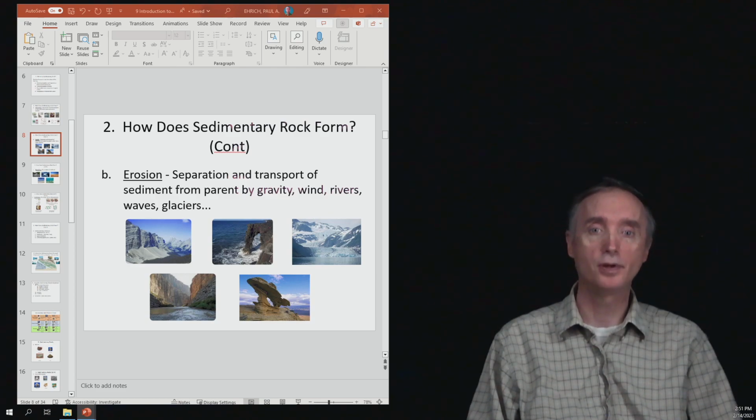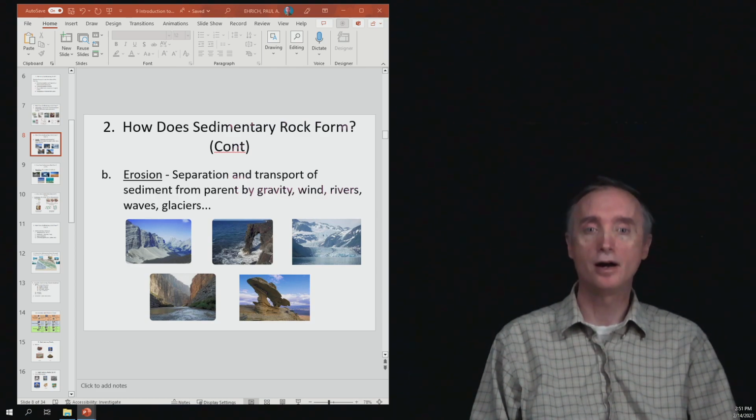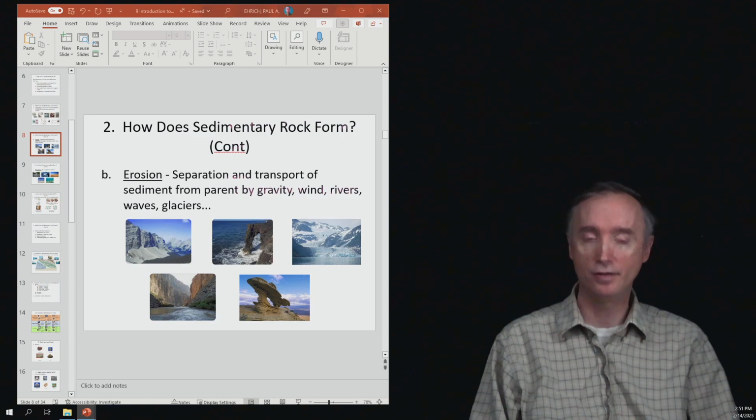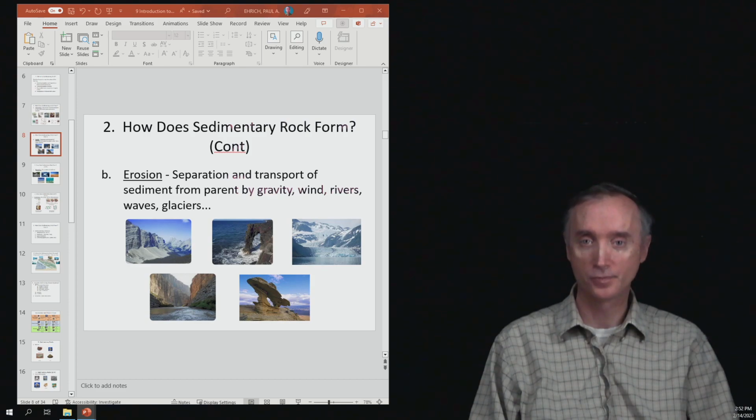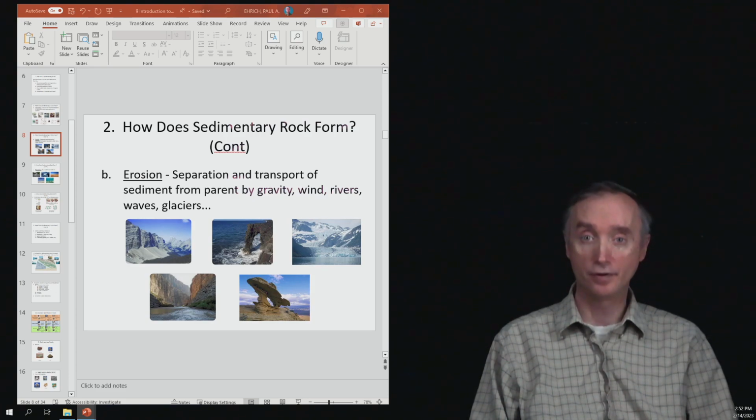So here are some pictures. Can you spot what is the primary thing that is going to be transporting the sediments that are being created? So what's the first one? Look at the base of that cliff, and you'll notice there's a big debris pile. So what caused that debris pile? Okay, it's going to be gravity.